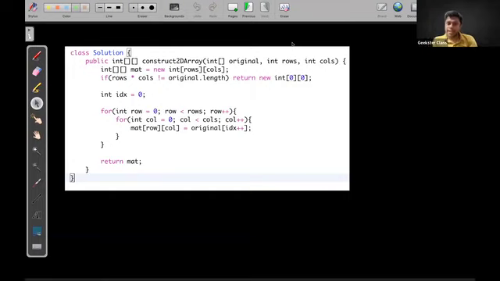How to convert a 1D index into a 2D index and how to convert a 2D index into a 1D index. Very important concept.